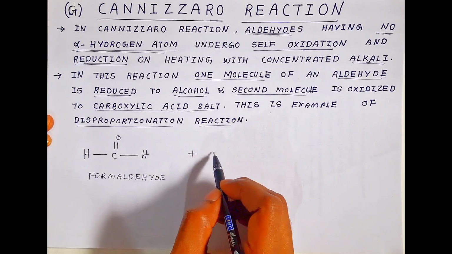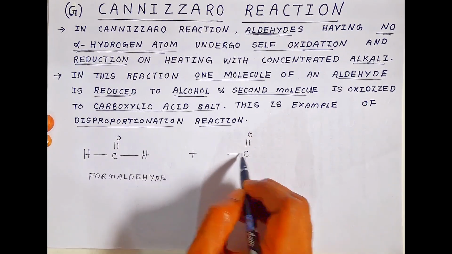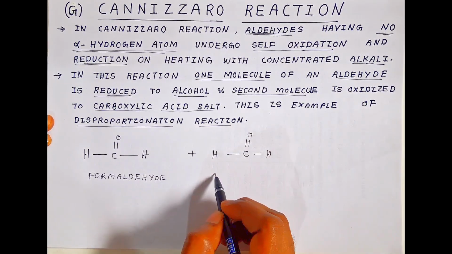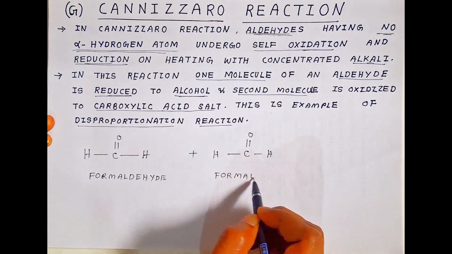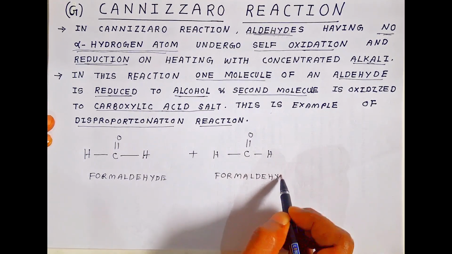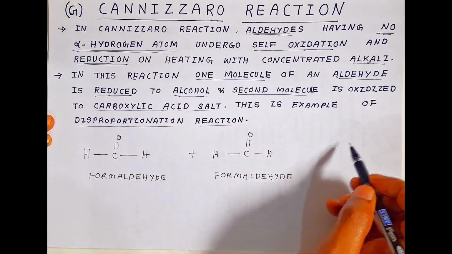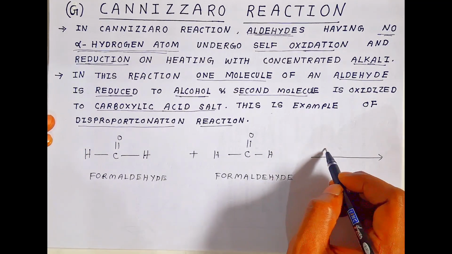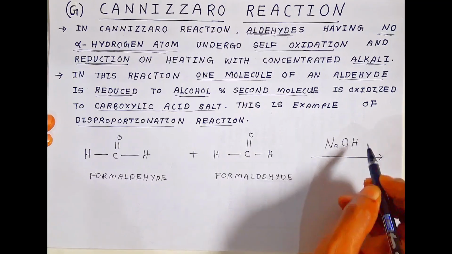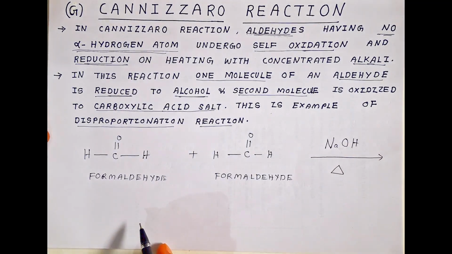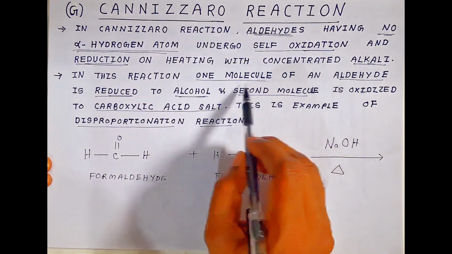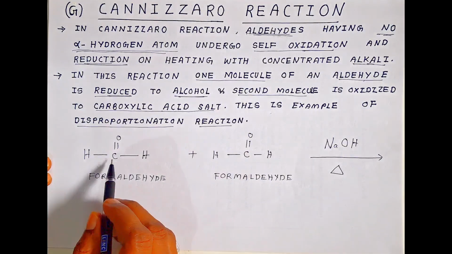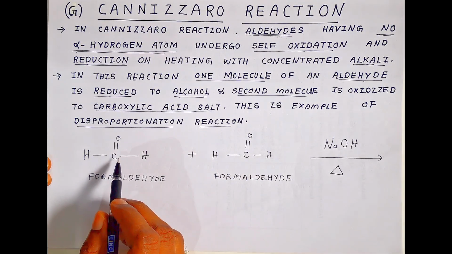So here also, students, two molecules of formaldehyde. Again, students, this is formaldehyde. Now they will condense. You have to add NaOH and heat it. So what happens, students? See, one molecule of aldehyde is reduced to alcohol. So this is one molecule, students, it will reduce to alcohol.